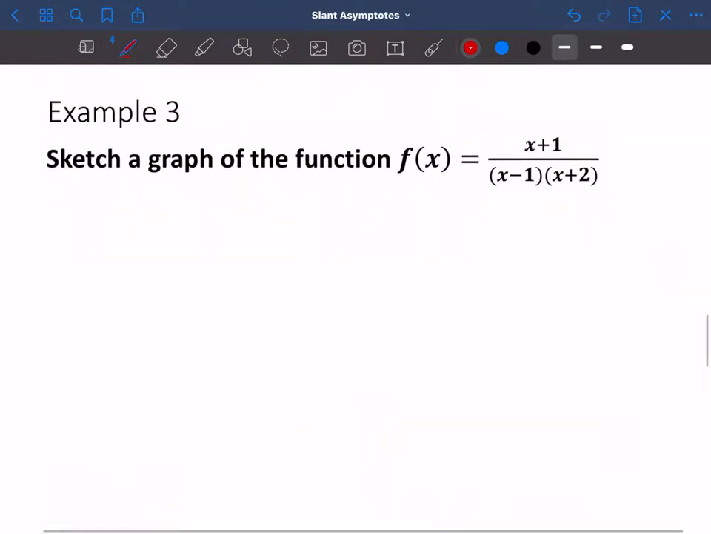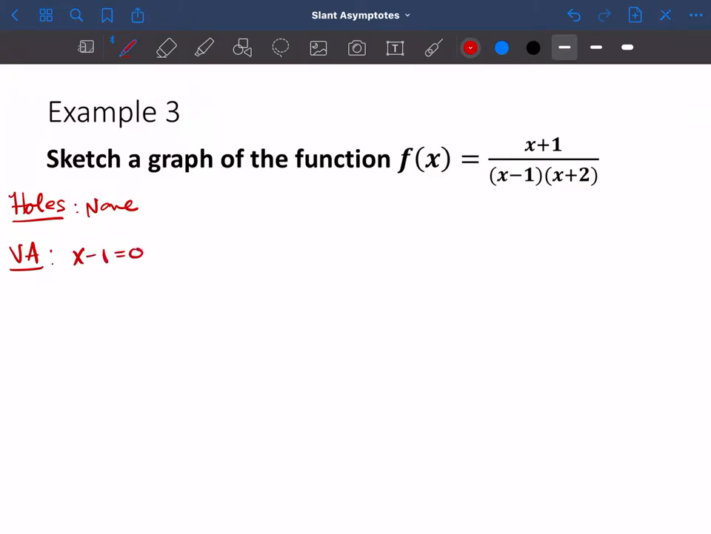So for example 3, let's start by going after some of those required fields. So we first need to identify any holes, and we see that there are no common factors, so there are none for this example. Now we can go after our vertical asymptotes. We have two factors in our denominator. That's going to be when x minus 1 equals 0 and when x plus 2 equals 0. So we have two vertical asymptotes at 1 and at negative 2.